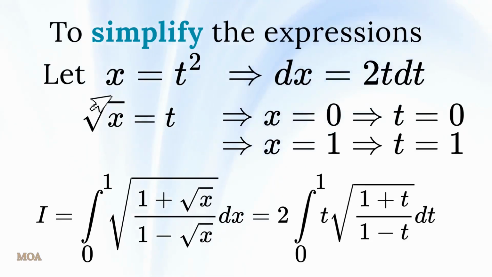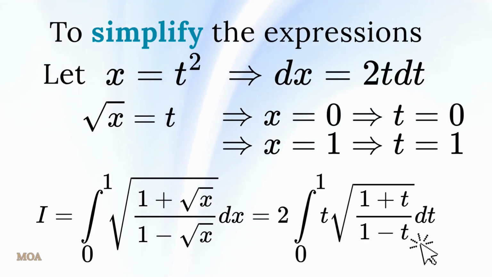So, let x equal t squared. Then, dx equals 2t dt. And notice that t also varies from 0 to 1. This substitution removes the nested square root and makes the integrals significantly easier to handle.